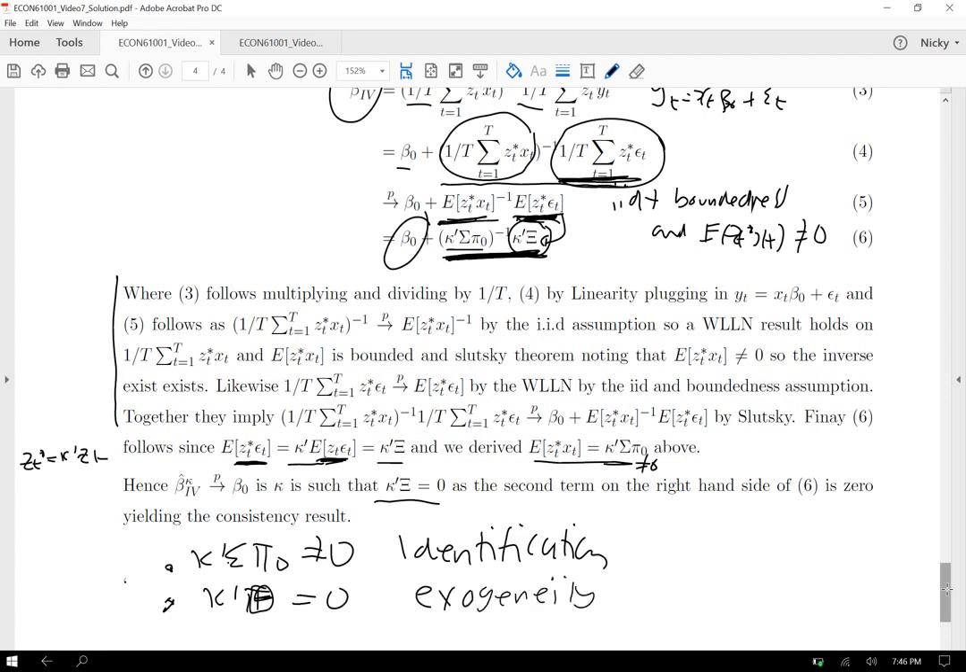So all this does is test your understanding of deriving, using the weak law of large numbers, the limit of some random variable, and then putting everything together to see that it's going to be consistent when it's identified, and we've worked this out, and it's going to be consistent when it's exogenous, and we've worked this out, and we've proven the result.